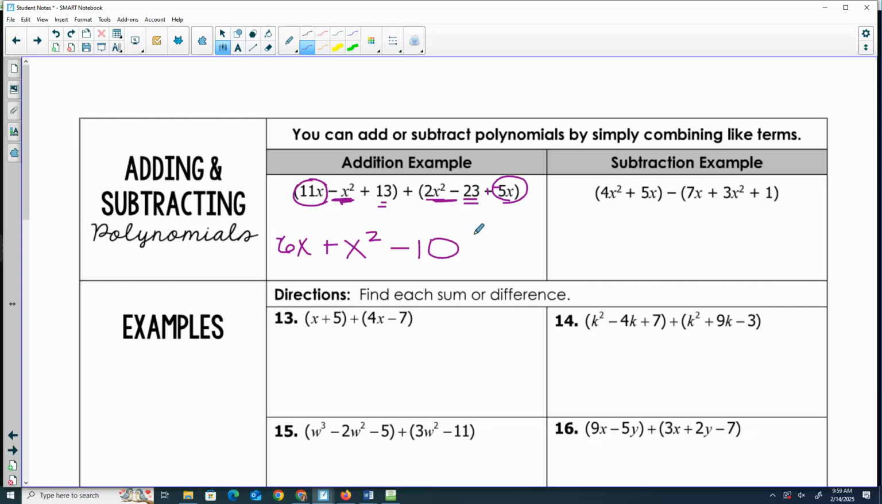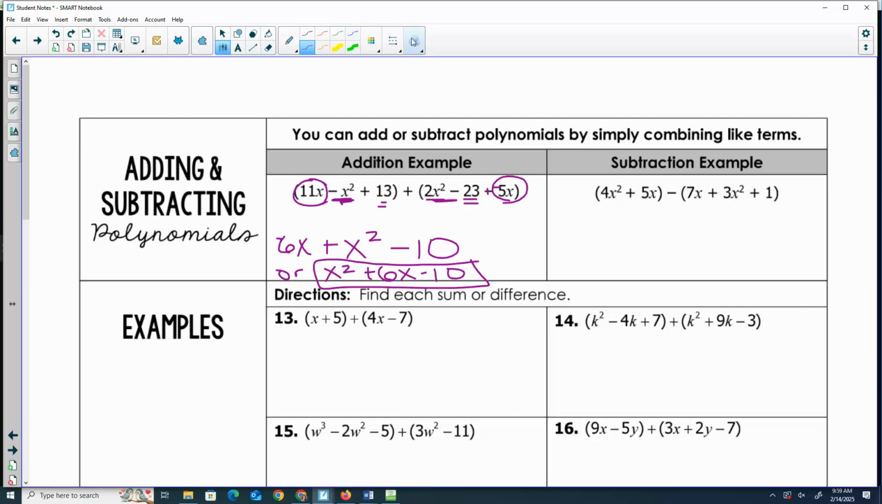If I asked you to write this in standard form, what would you have to do? Which one would come first? x squared. So I didn't specify that, but if I did, x squared would be first and 6x minus 10. In general, when you're adding and subtracting, order doesn't matter. So I'm just looking to see, do you have all the terms? If they're in a different order, that's okay.